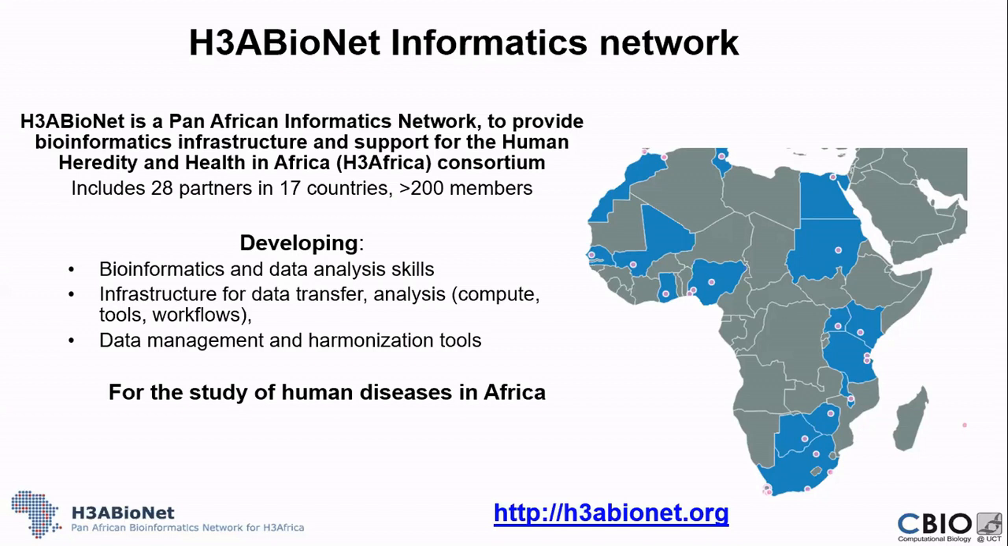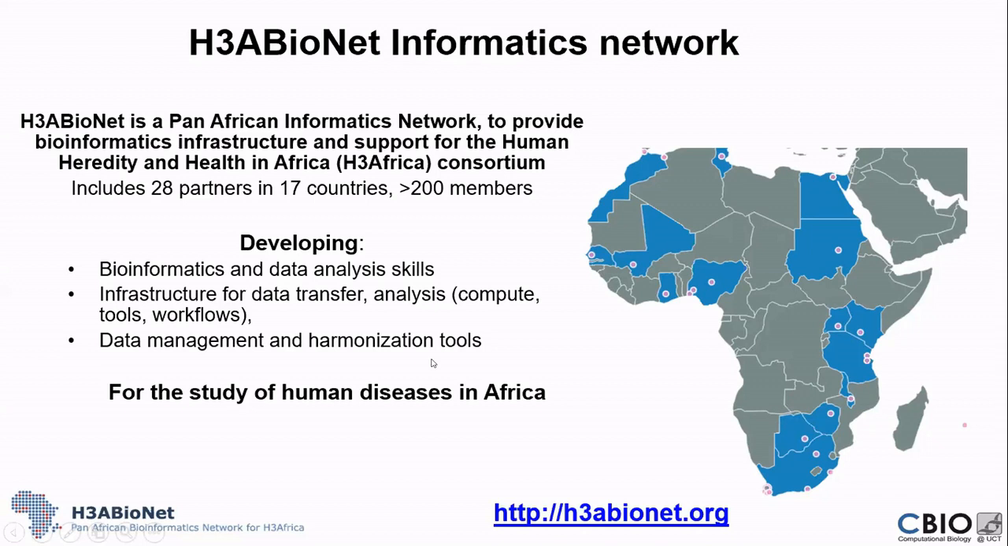So it's basically a Pan-African bioinformatics network to build bioinformatics capacity for a particular consortium. This is the Human Heredity and Health in Africa Consortium, which was designed to fund studies in the genetic and environmental basis for diseases in Africa. So you can see in the map here, the different countries that we cover. The tiny dot in the ocean is Mauritius. That's one of our nodes there.